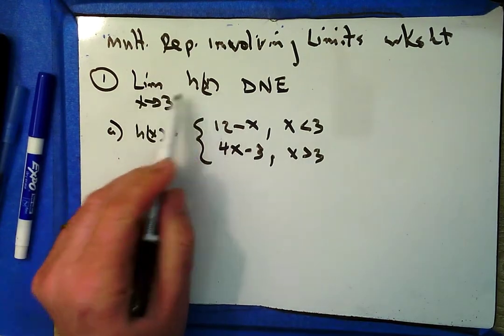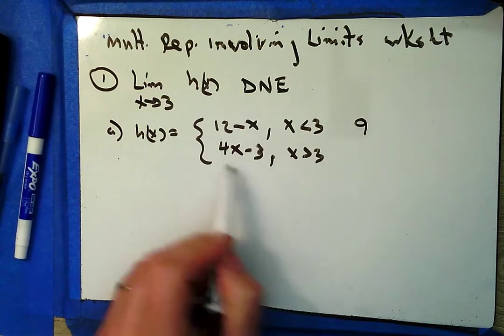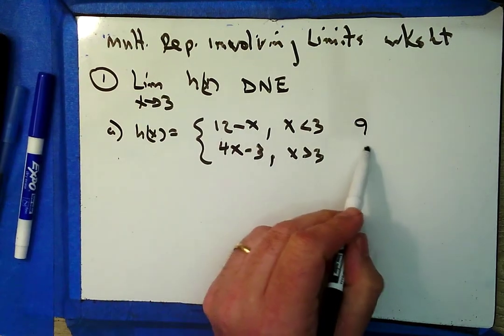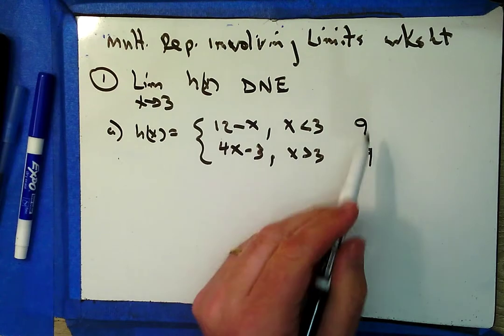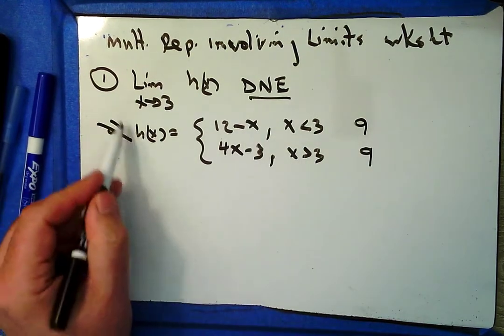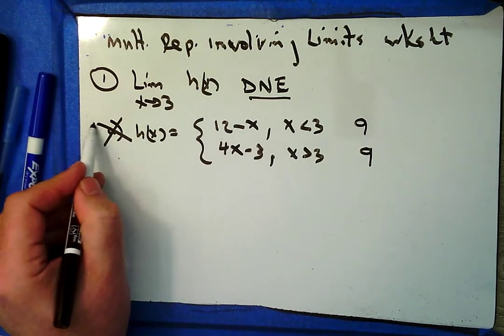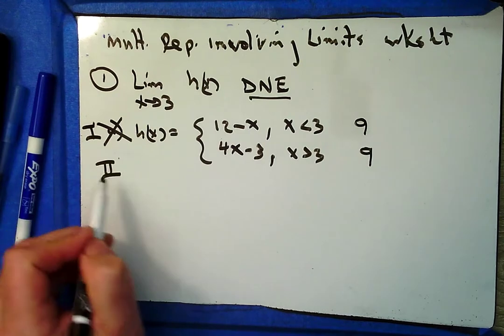So the limit as x approaches 3. So we plug in a 3 here, and we get 9, and we plug in a 3 here, and we get 9. And we say, aha, the limit is the same from both sides. But we said the limit did not exist, so we can't have A. Or we can't have 1. 1 is just out. What about 2?